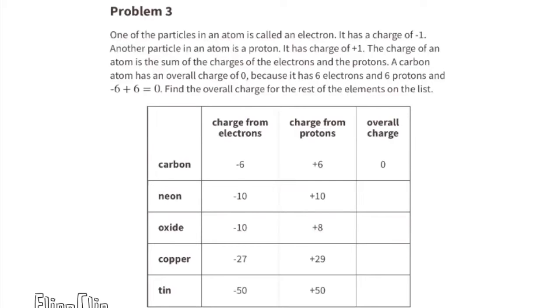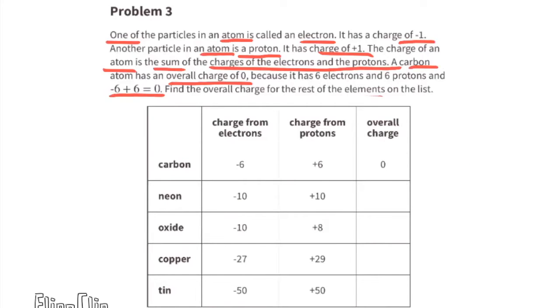Problem number 3. One of the particles in an atom is called an electron. It has a charge of negative 1. Another particle in an atom is a proton. It has a charge of positive 1. The charge of an atom is the sum of the charges of the electrons and the protons.